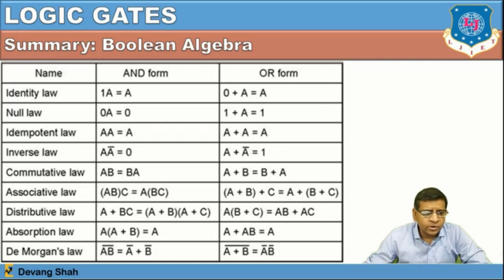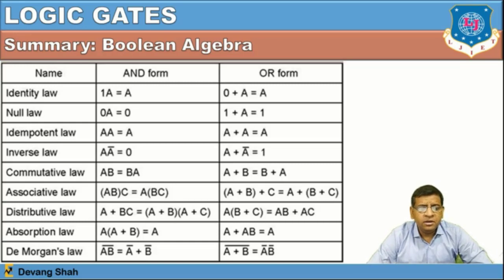Distributive law, we just discussed: A plus BC is equal to (A plus B) into (A plus C), and A into (B plus C) is AB plus AC. Then we have the absorption law. Absorption law is just A in bracket A plus B.